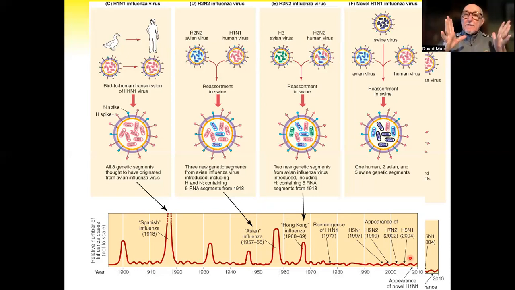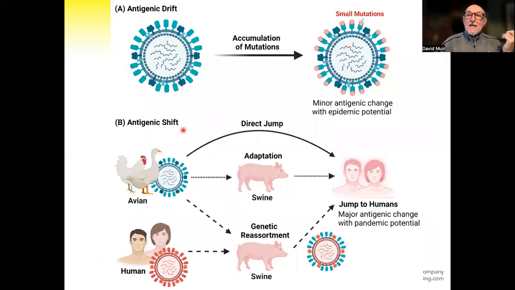Okay, so the take home is that this antigenic shift is a major change in the genome of the influenza virus, usually due to reassortment or because a new virus has been acquired directly from an animal reservoir.